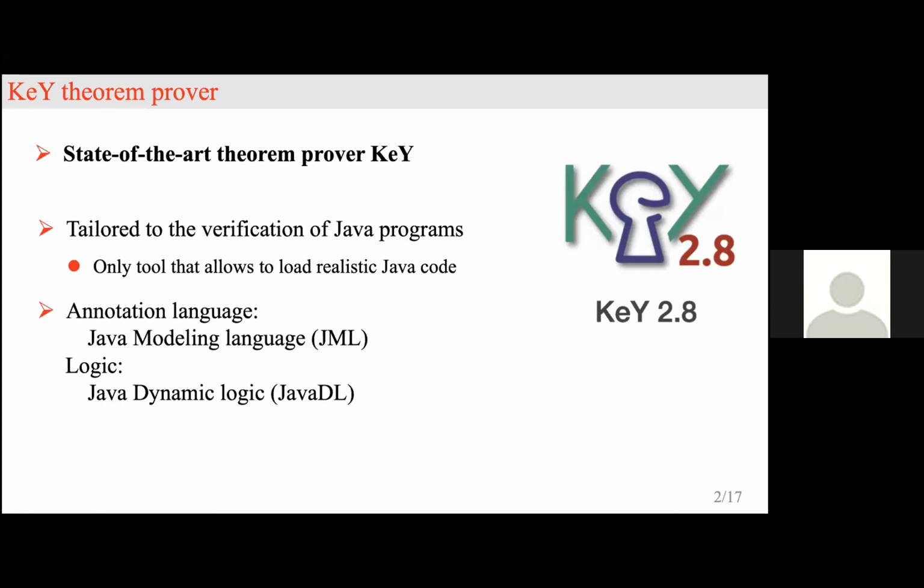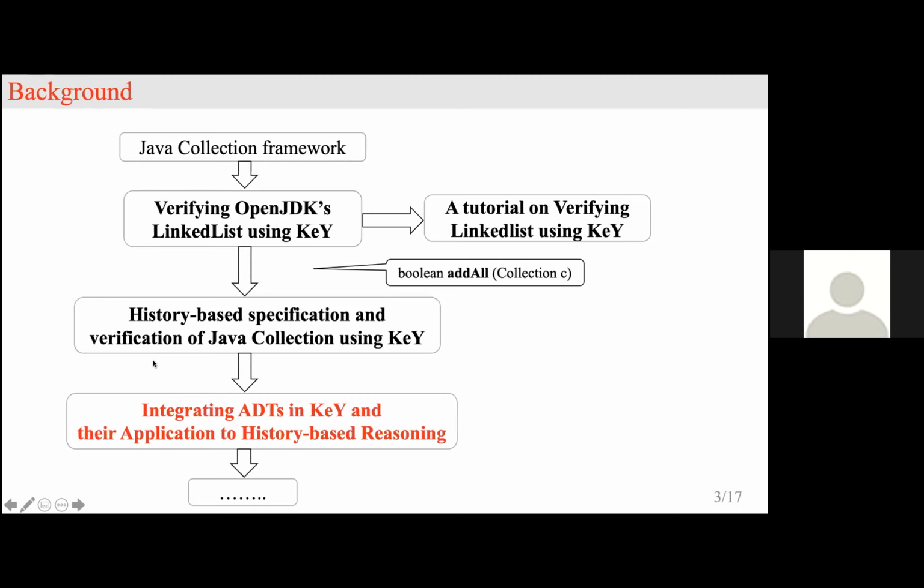The reason why we chose this is because this is the only tool that allowed us to load related Java code, and this tool is tailored to the verification of Java programs. The annotation language of KeY is JML, and the inner logic is Java DL. This is the reason why we do this. Our ambition is to give specification and verification of the whole Java collection framework.